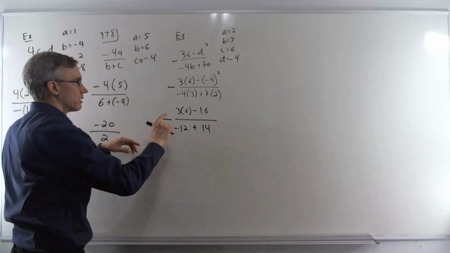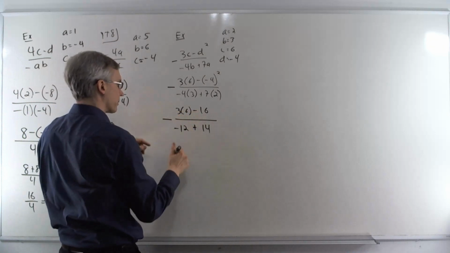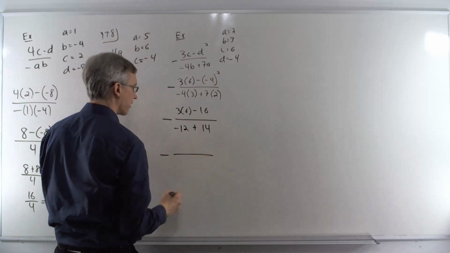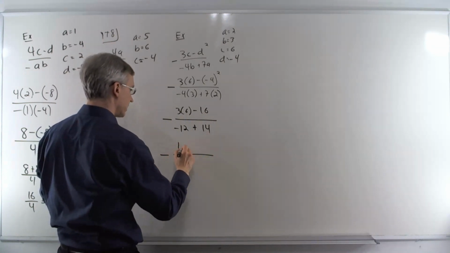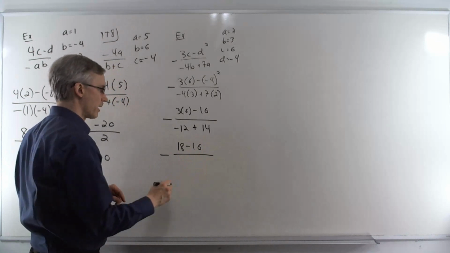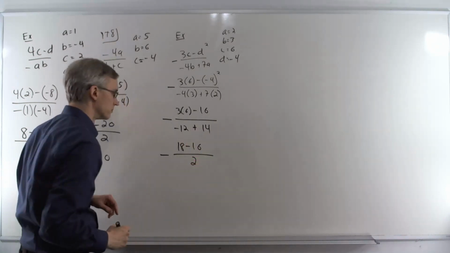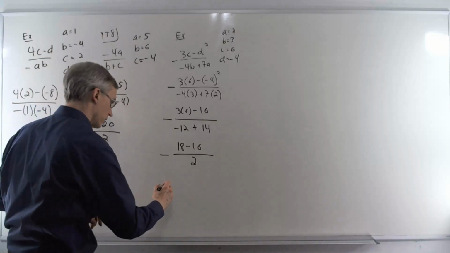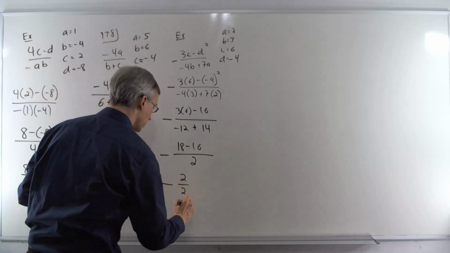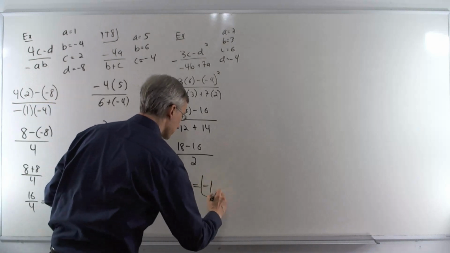Now on top, next step, we've got multiplication and subtraction, so we'll do the multiplication next. So keeping that negative out front, 3 times 6 is 18, so 18 minus 16. And the bottom, we'll combine these two to get 2. Next up, finish off the top, and that is negative 1.